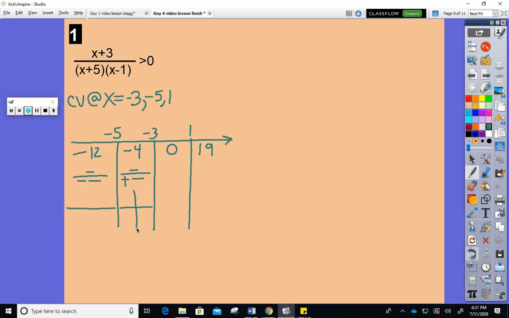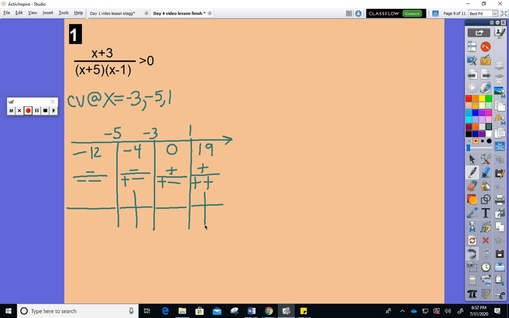When I plug in 0, 0 plus 3 on the top is positive, 0 plus 5 on the bottom is positive, 0 minus 1 on the bottom is negative. So 1 negative makes a negative. When I plug in 19, I have 19 plus 3, 19 plus 5, 19 minus 1, and it's all positive.